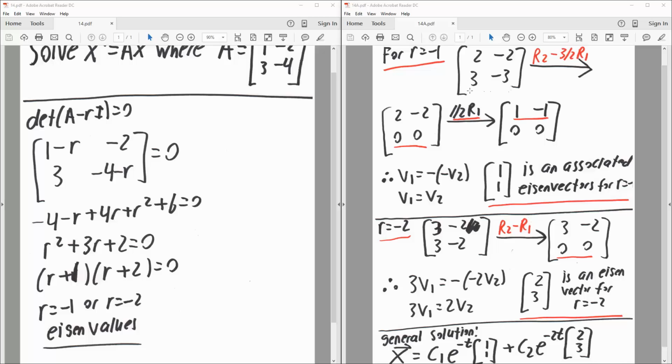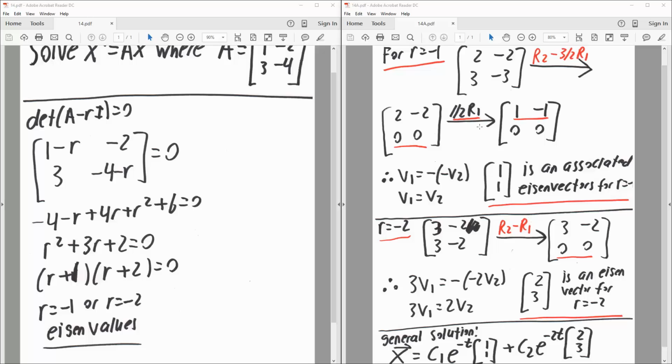And now we want to kind of clear one of these terms out if we can. We can do that by saying that R2 is equal to R2 minus 3 halves of R1. And so that's going to give us 0, 0. What we're doing here is called row reduced echelon form. And next we want to even simplify this a bit. So we can say that R1 is equal to 1 half R1. And so we would get 1, negative 1, and 0, 0.